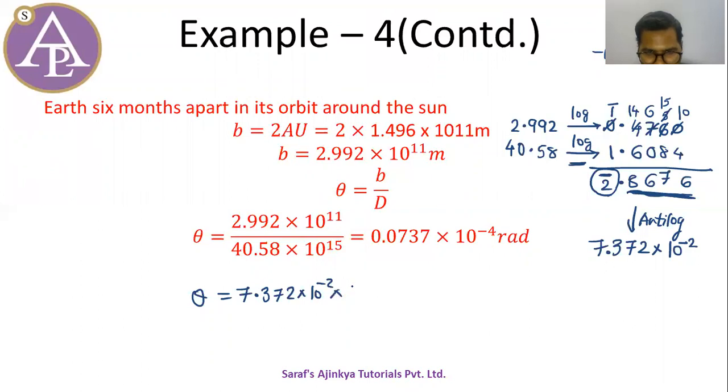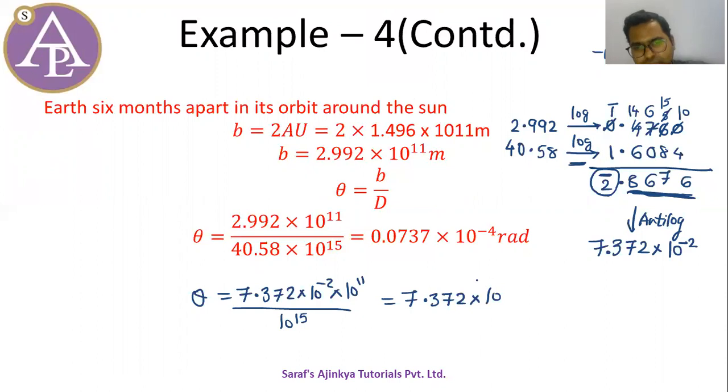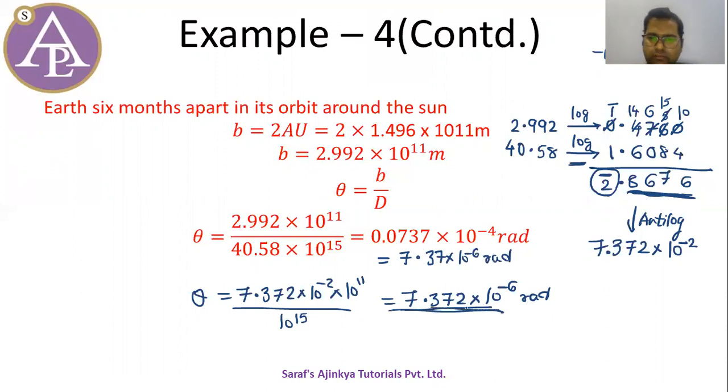This is 10 to the power 11 divided by this is 10 to the power 15. तो ये कितना आएगा? ये आएगा 7.372 into this is 10 to the power, ये कितना आएगा -6 रेडियन. और इसको भी आप जरा डेसिमल को शिफ्ट करो, तो दिस विल बी 7.37 10 to the power -6 रेडियन. करेक्ट. यू कैन ऑल्सो क्रॉस चेक इन कैलकुलेटर, यू विल गेट द सेम आंसर.